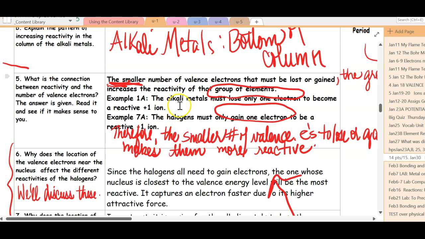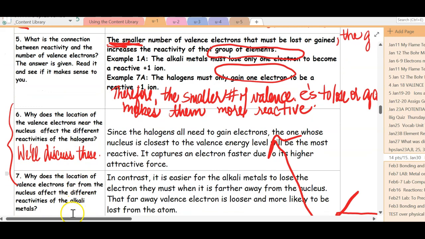All right, so the alkali metals with their 1 valence electron only have to lose 1, and the halogens with their 7 valence electrons only need to gain 1 to have the perfect. Therefore, the smaller number of valence electrons to lose or gain makes them more reactive. That's a delicious pattern, don't you think?